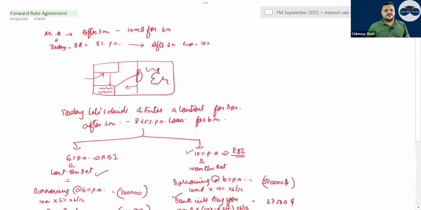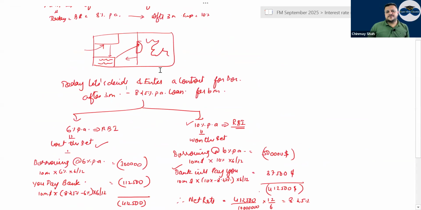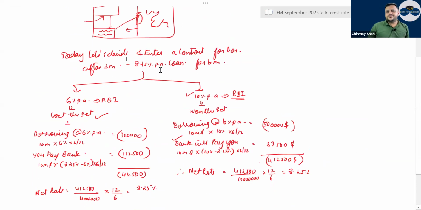FRA, forward rate agreements. What are FRAs? You are worried as a borrower. After 3 months, you require money for 6 months. You are worried about the rate going up. So you go to the bank and say, I am worried about the rate going up. So they give you a what? After 3 months for 6 months means it will be a 3v9 FRA.